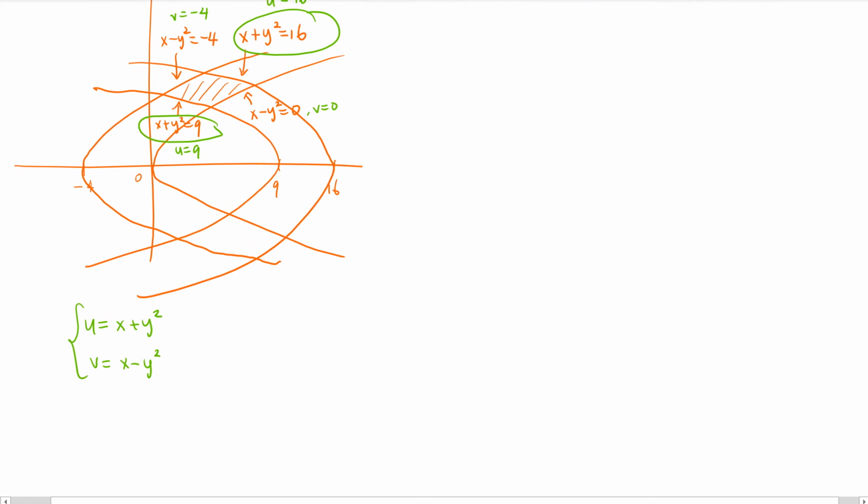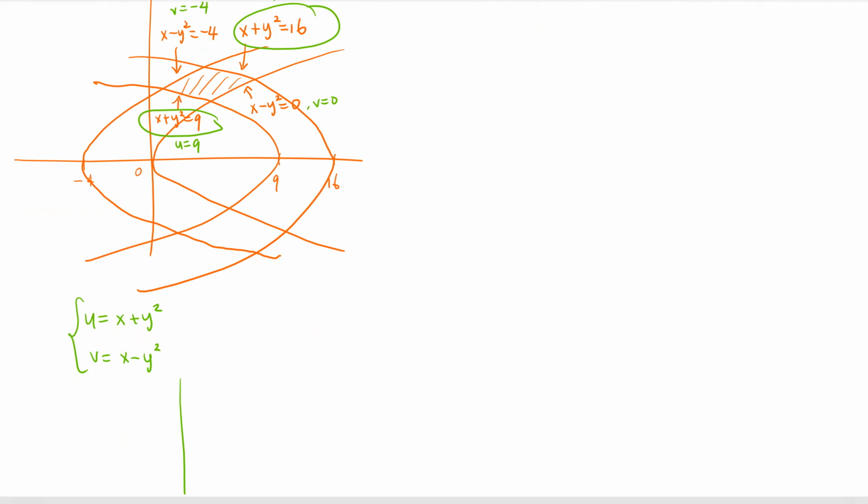Then how do we draw it on the u, v plane? U is from 9 to 16. V is 0, negative 4. Oh, so this is the rectangle. So far so good, everybody?